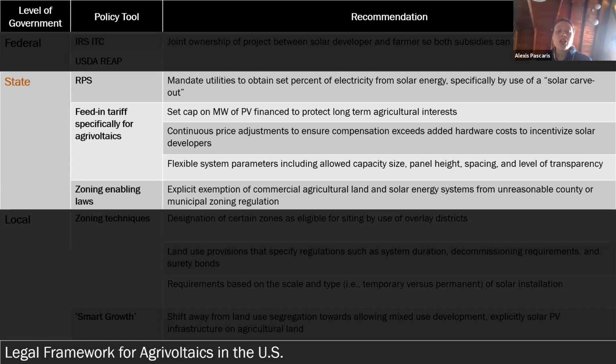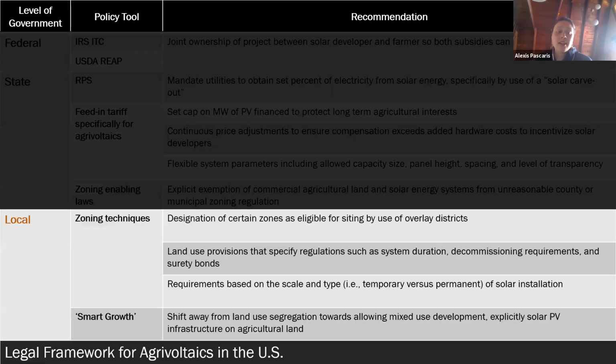But in my opinion, the most effective policy tool at the state level is a feed-in tariff. Any state deciding to use a feed-in tariff for agrivoltaics needs to make sure that the tariff rate is high enough to recover capital cost and generate profit. Or, as suggested by my interview findings, solar developers will have little incentive to pursue a project that is more complex without compensation. Next slide.